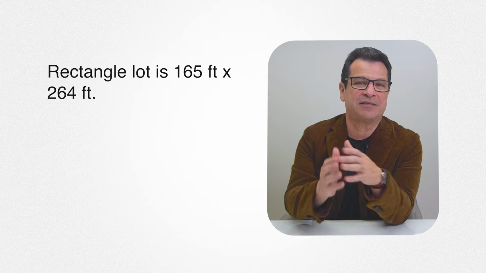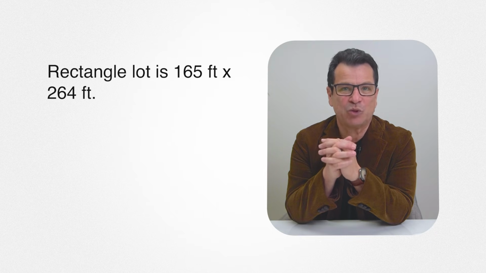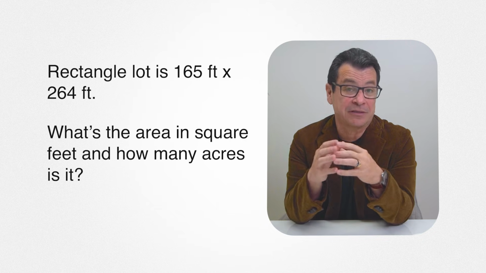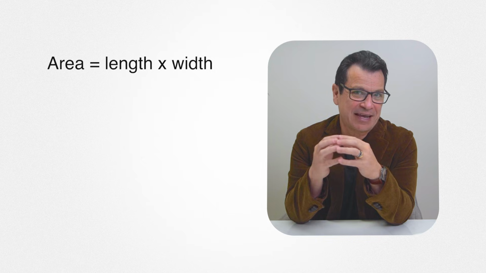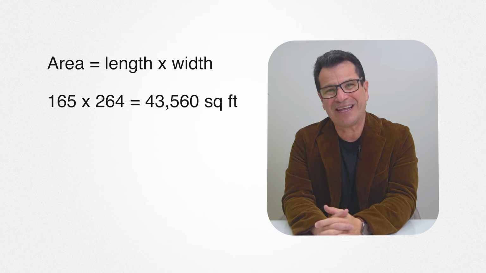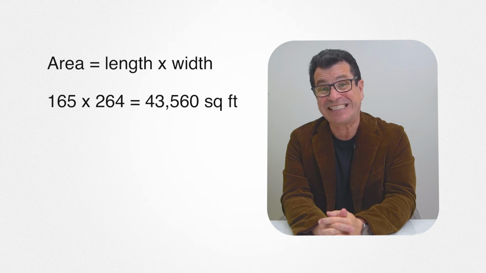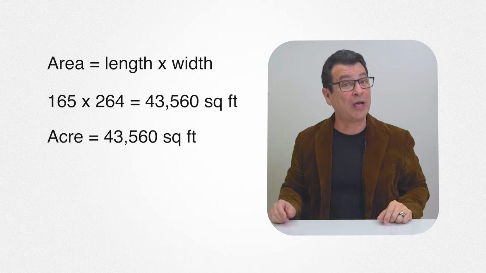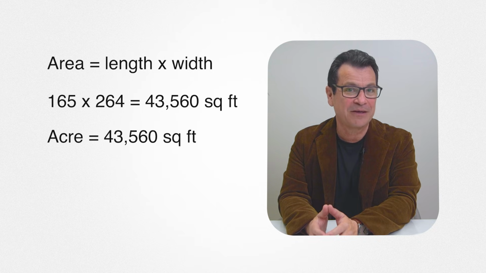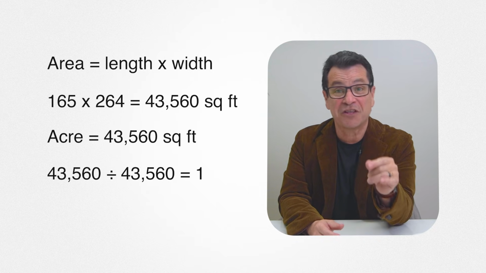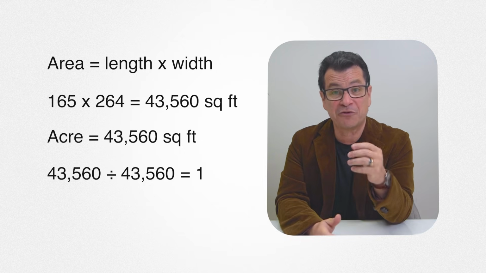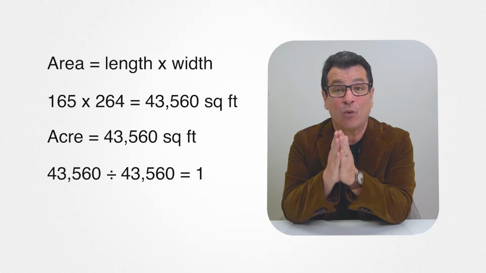Problem number 10. A rectangle lot is 165 feet by 264 feet. What's the area in square feet and how many acres is it? Well, first, the area of a rectangle is length times width. So 165 times 264 equals 43,560 square feet. Now convert to acres. 1 acre is 43,560 square feet. So 43,560 divided by 43,560 equals what? Yeah, 1. That way it's 1 acre. So the answer is 43,560 square feet and 1 acre.